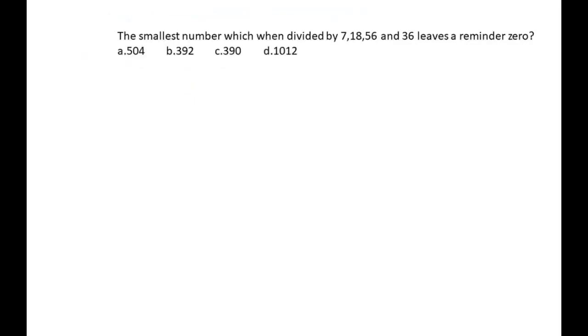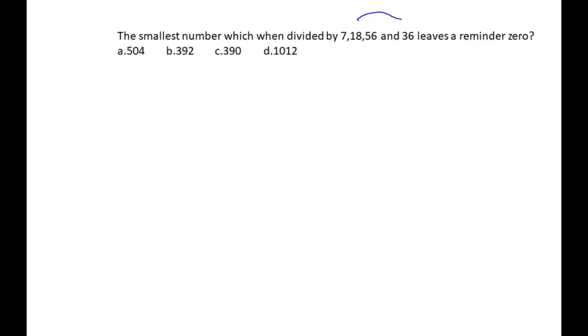The smallest number which is divisible by 7, 18, 56, and 36 leaves a remainder 0. Listen. In this question, I would say you are wasting time taking LCM, so don't go with that method. You'll have to take LCM, that's it. LCM is the answer, correct. But if I were in your place, what I do is go with the options. I'll tell you how.